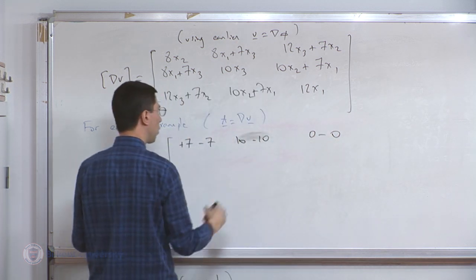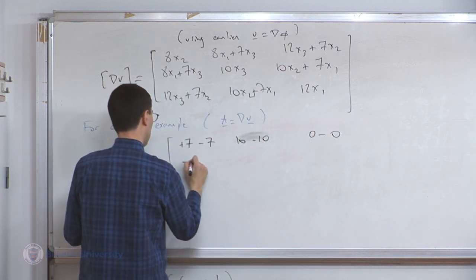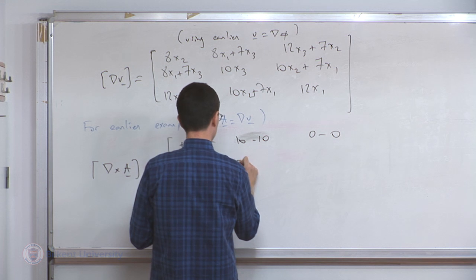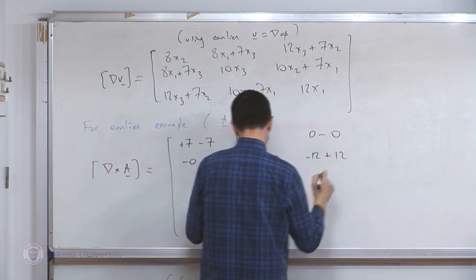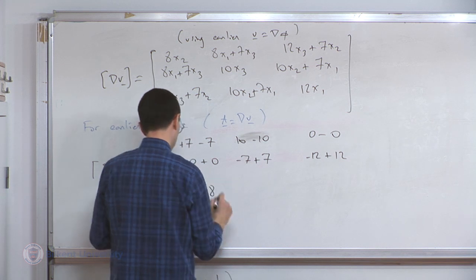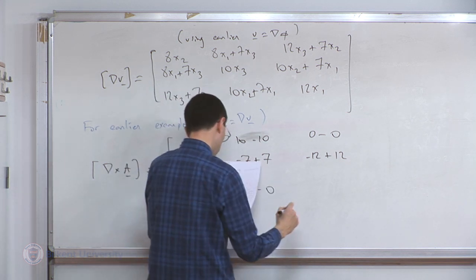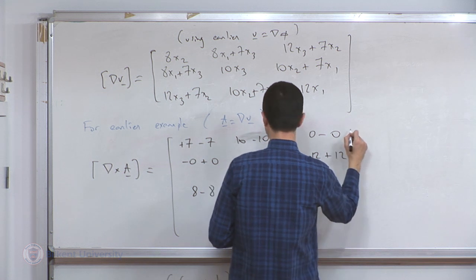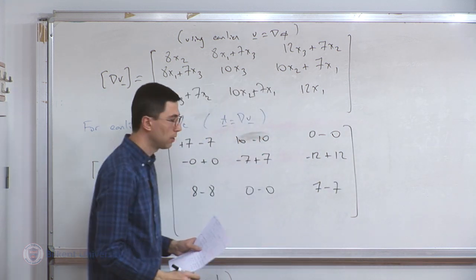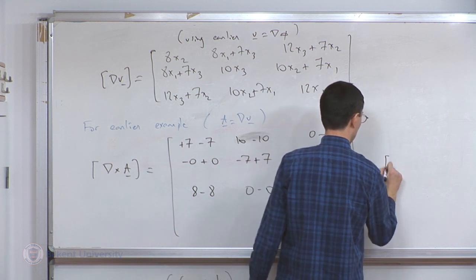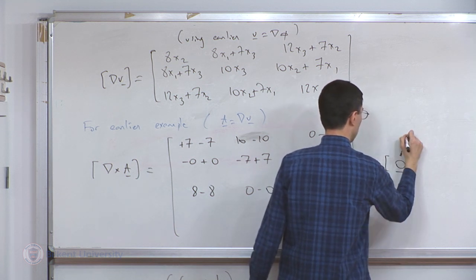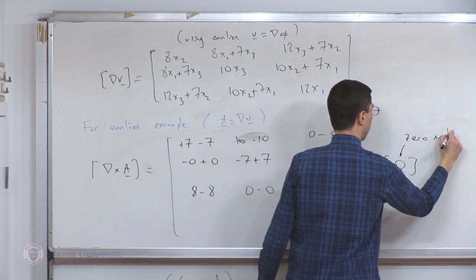So it's going to be the third one. Both of them are 0. Minus 0 plus 0, minus 7 plus 7, minus 12 plus 12, 8 minus 8, 0 minus 0, and 7 minus 7. Okay? And so you obtain a 0. It's a 0 matrix.